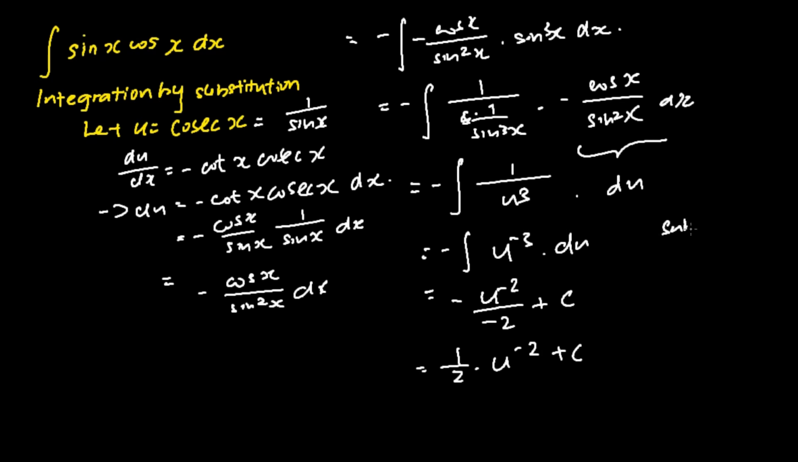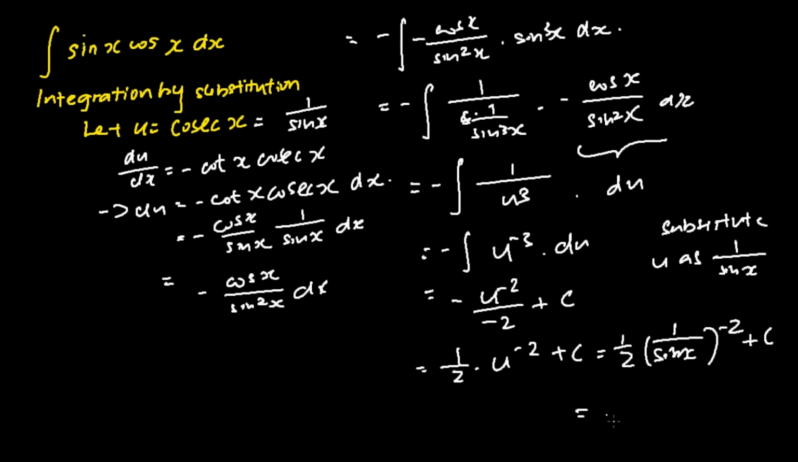Last but not least, we substitute my u as 1 over sine x. We get the following, which is half times 1 over sine x to the power of negative 2 plus c. It is the same as half sine square x plus c. And this is the final answer to the integration of sine x cosine x dx.